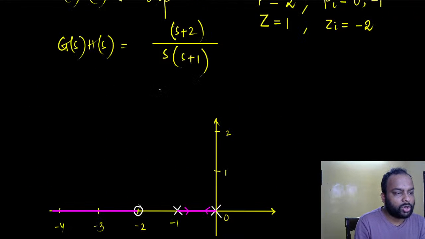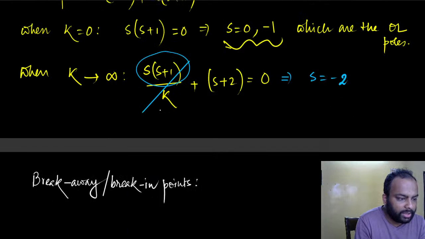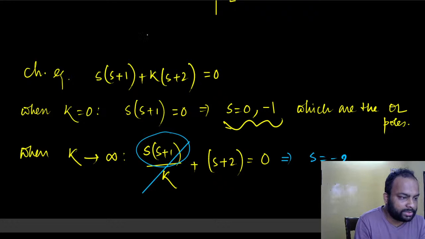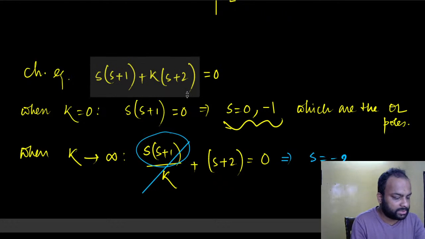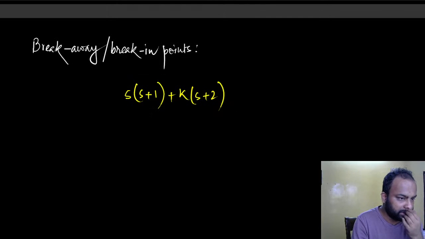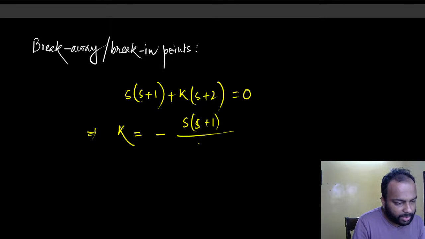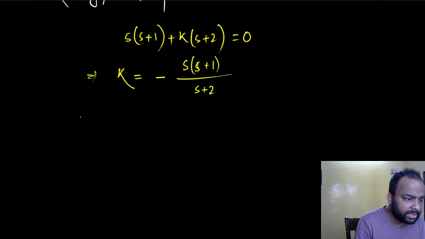Let's talk about that. So we know that we have to look at the characteristic polynomial. So this is the characteristic polynomial. Instead of writing this, let's just copy this. Okay, and of course this is equal to 0, right? And we have to express this as a function of k. So k is equal to minus s times s plus 1 divided by s plus 2. And when there are multiple roots, then this is 0, right?